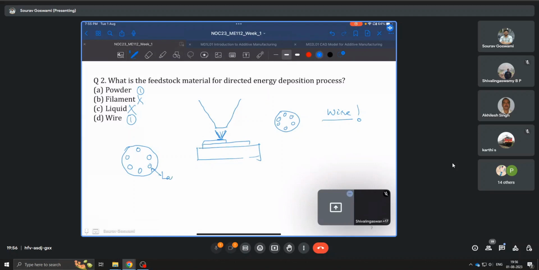So these holes are actually the output for the laser, and in between you have either wire or even multiple wires coming out towards the board, which meet the laser. So say this is your stock of wire or powder, and these are the laser beams. They meet at a certain standoff distance and they get melted and deposited. And of course, as someone pointed out, powder. So both A and D.